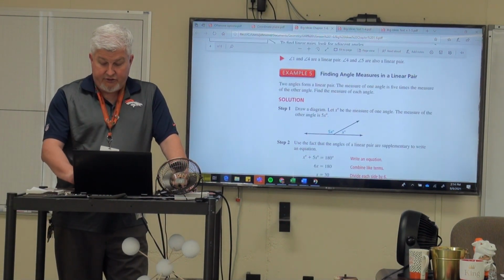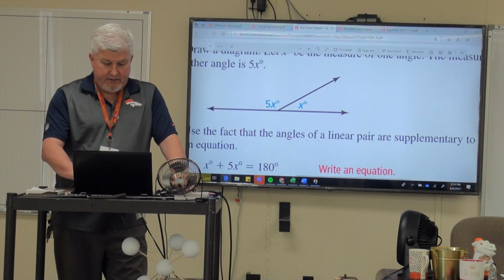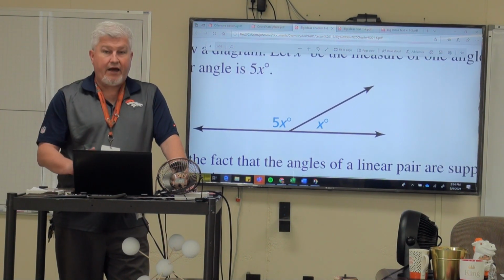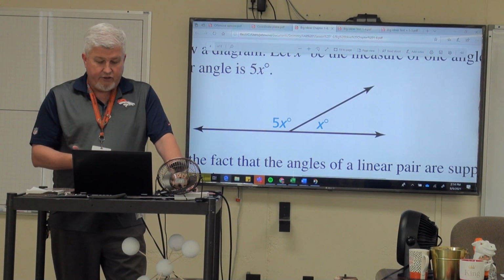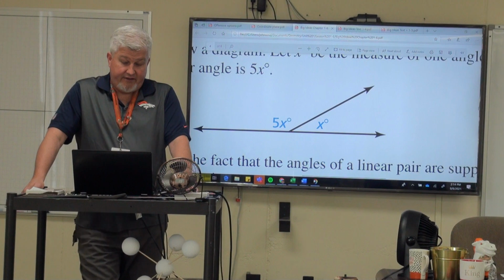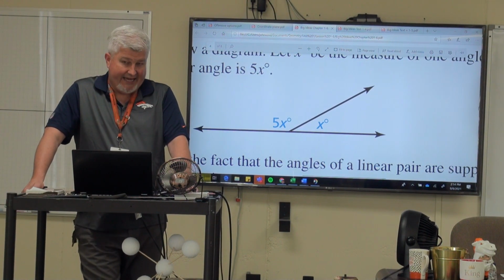Finding angle measures in a linear pair. This is so basic, I'm not even going to write it on the board. I'll just talk you through it. I'll pause here momentarily. You all should be able to calculate this. Give me the measure of both of those angles.